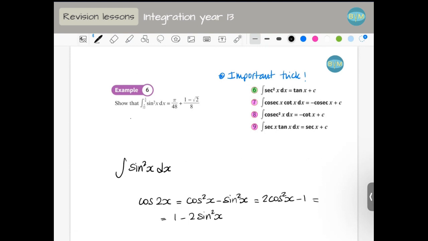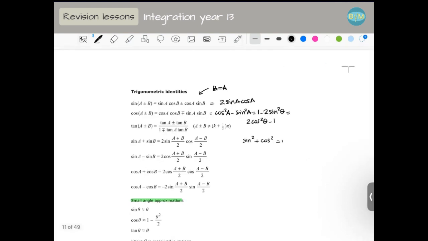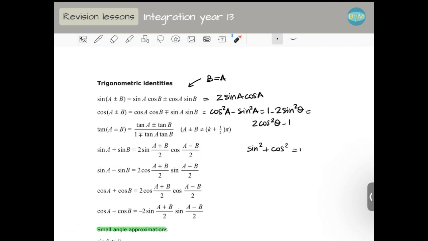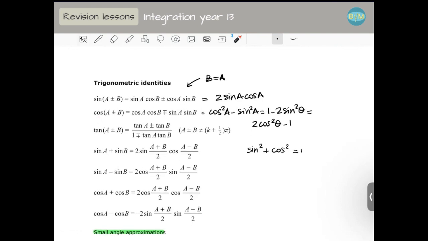Yeah, you don't have that formula in the formula booklet. You have the a plus b formula. Yeah, which means when you have cos of a plus a, which is 2a, if you change the b by a, you will have cos a, which is cos squared, minus sine a, which is sine squared.